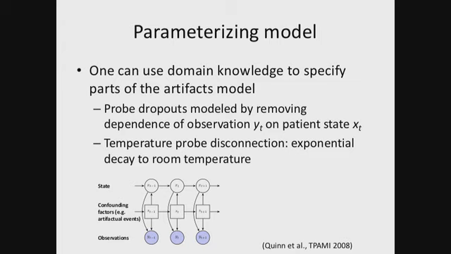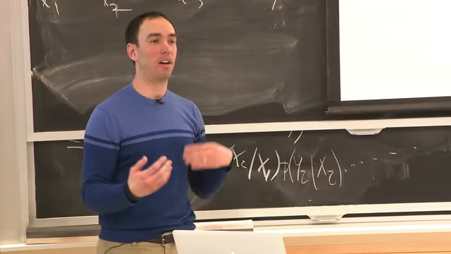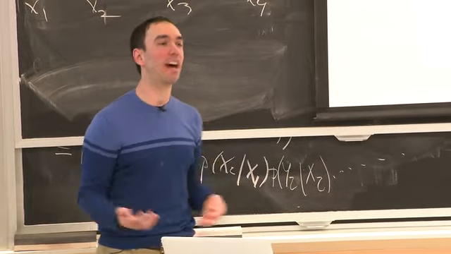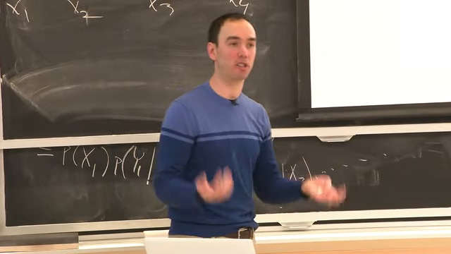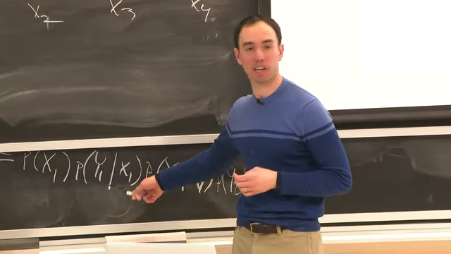And in this way, we now parameterize the conditional distribution of the temperature probe given both the state and whether the artifact occurred or not, using this very simple exponential decay. And in this paper, they make analogous types of assumptions for all of the other artifactual probes. You should think about this as constraining these conditional distributions that I showed you here.